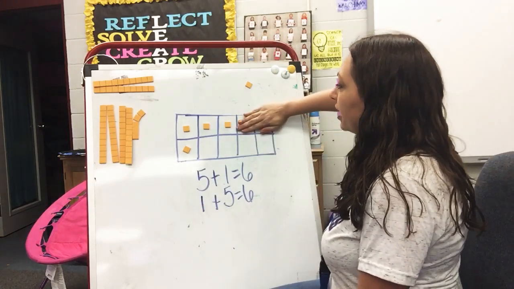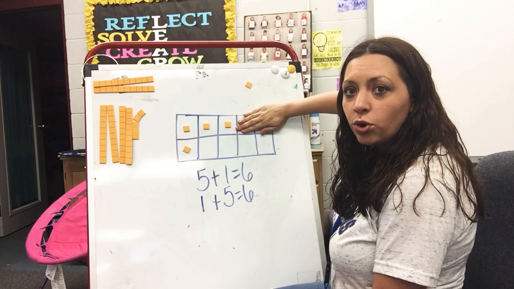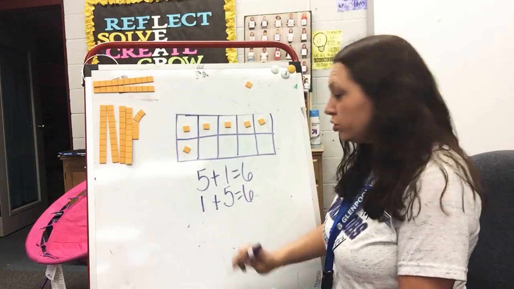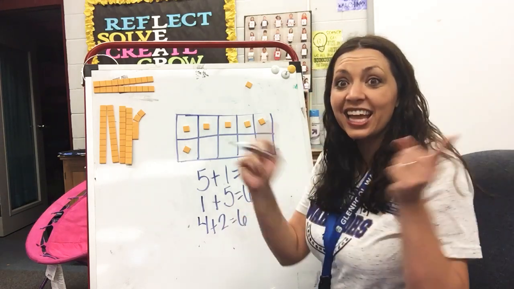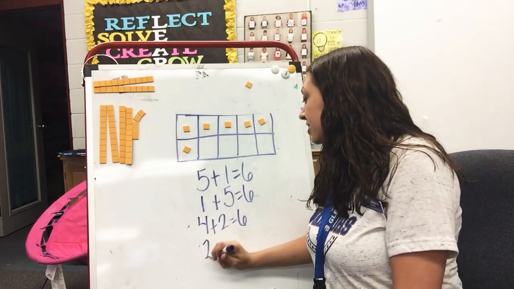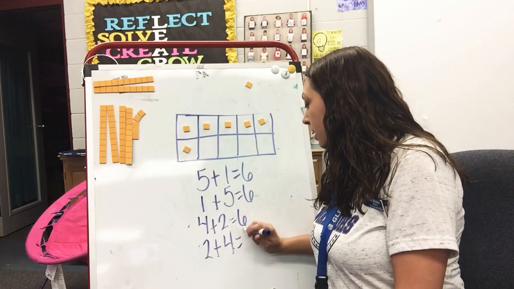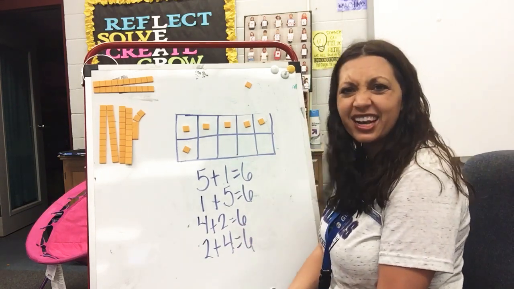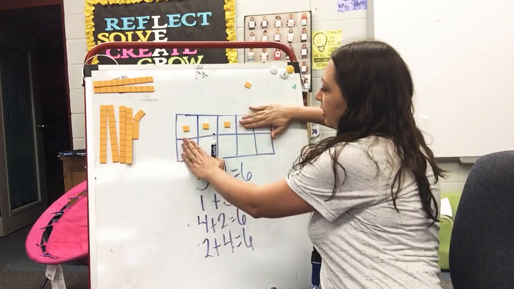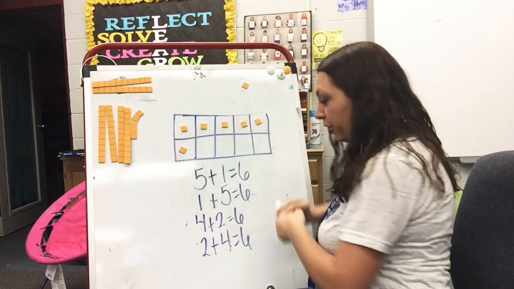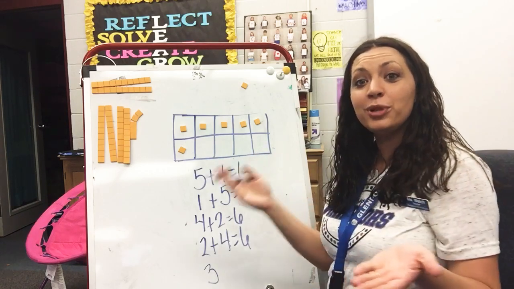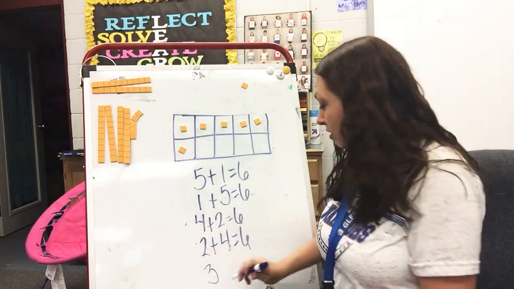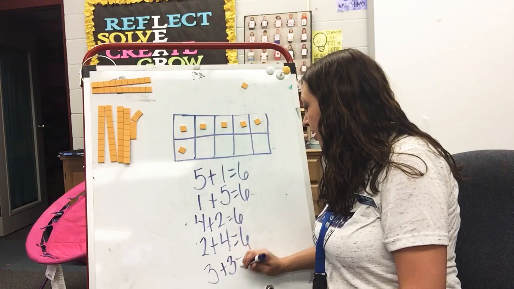Another way is I might look at it and say, oh, I've got a group of 4, and then I've got a group of 2. So I know 4 plus 2 equals 6. And then I can flip it the other way. So that means that 2 plus 4 equals 6. And then I say, well, I want to find out a different way. What if I do it like this? I have a group of 3, and then I have 3 left over because 3 plus 3, 6 is actually a double. 3 plus 3 equals 6.